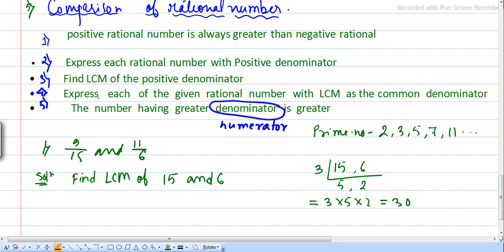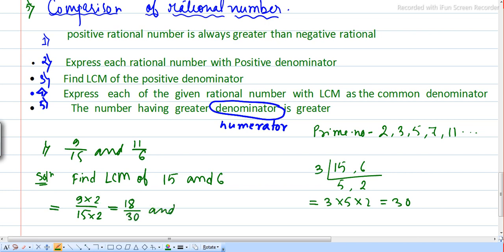Number 4 part, you see: express each of the given rational numbers with the LCM as a common denominator. So you have to write it with a common denominator. Here 15 is there. Now to make it equal to 30, how much do we multiply? See only the denominator, no need to see the numerator. To make it 30 you have to multiply by 2. So here also we will multiply by 2. So it becomes 9 times 2 is 18, and 15 times 2 is 30.